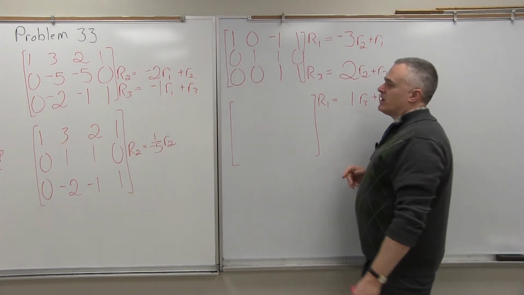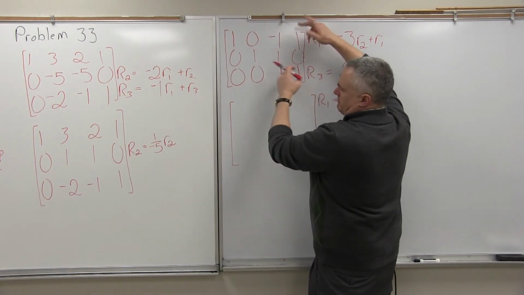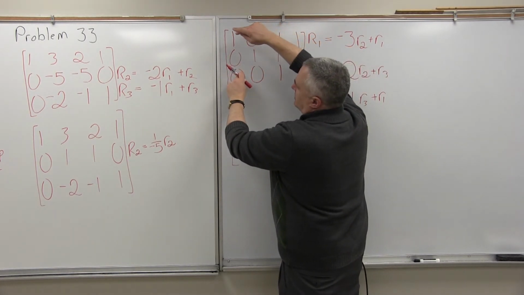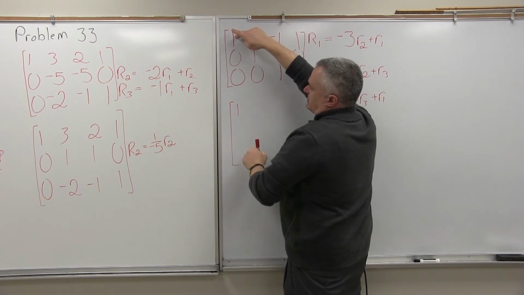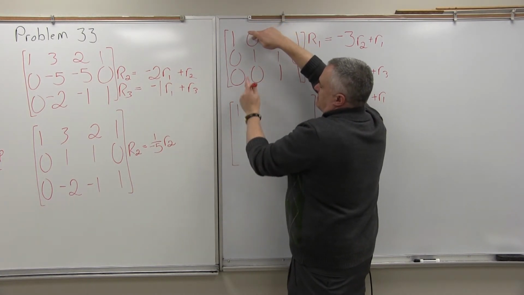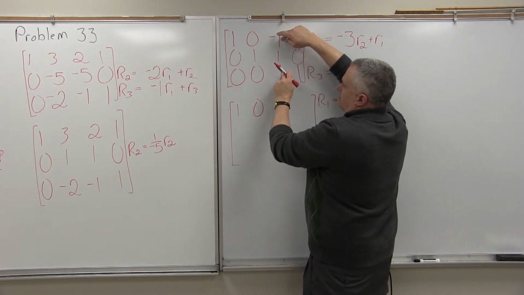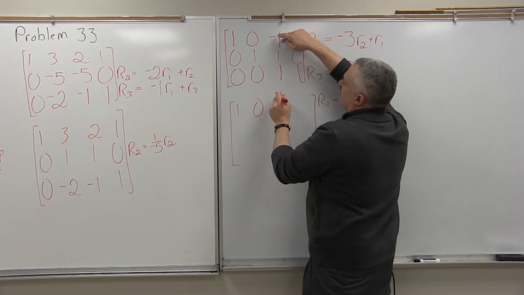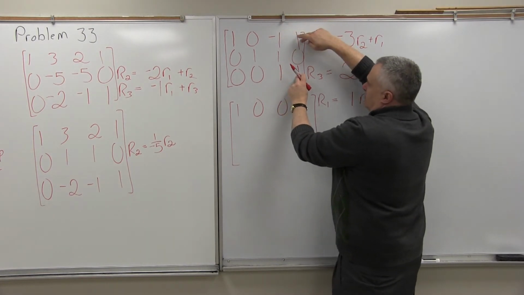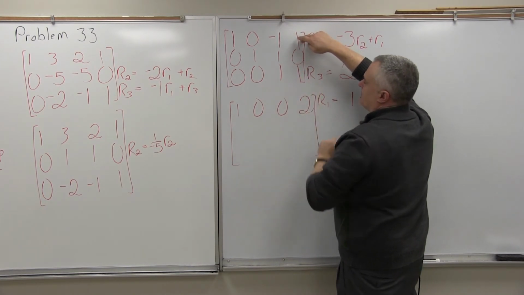So I can go right across, row 3 plus row 1, row 3 plus row 1, row 3 plus row 1, right through. So the first column, row 3 plus row 1, is 0 plus 1, which is 1. The next column, row 3 plus row 1, is 0 plus 0, which is 0. The next column, row 3 plus row 1, is 1 plus negative 1, which is 0. And the last column, row 3 plus row 1, is 1 plus 1 more, which is 2, positive 2.